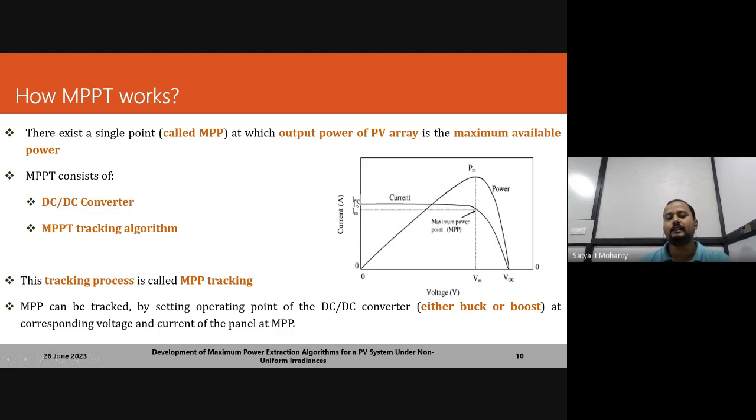ISC is the short circuit current, which is the maximum available current, and VOC is the open circuit voltage, the maximum voltage available. Our objective will be to extract this VM and IM. VM into IM is nothing but the PM, that is the maximum possible power which can be generated by a photovoltaic system. For generating this, we need a DC-DC converter. In the absence of a DC-DC converter, extracting the maximum possible power is never possible.